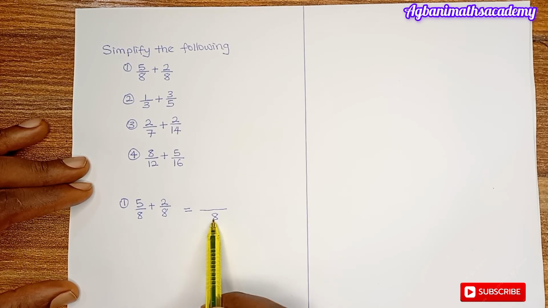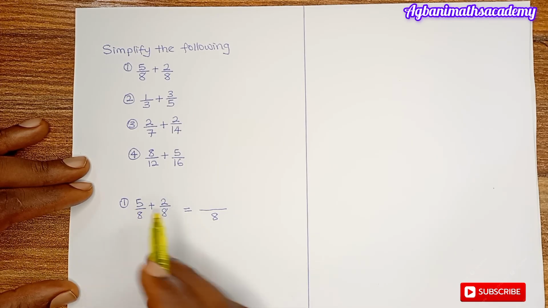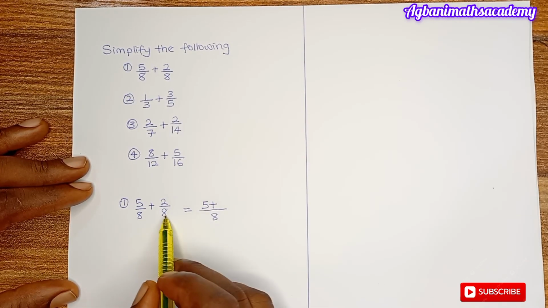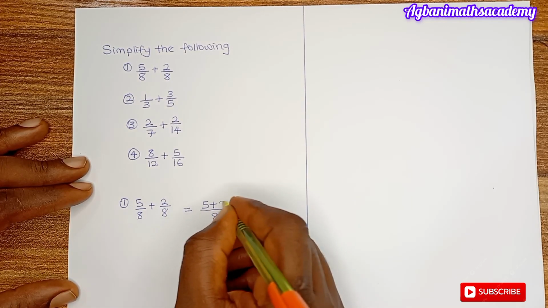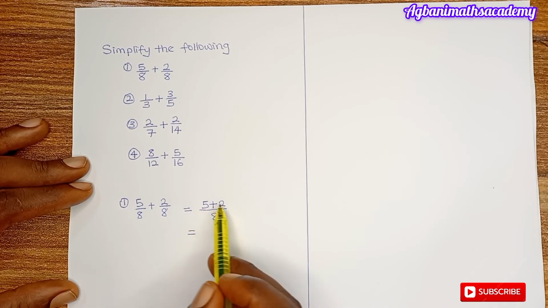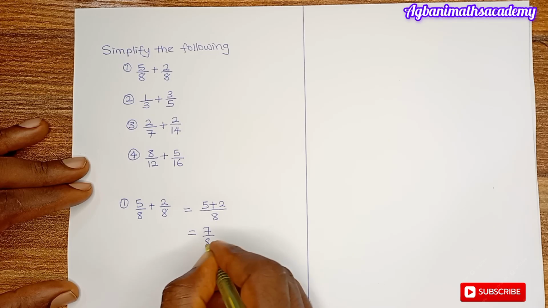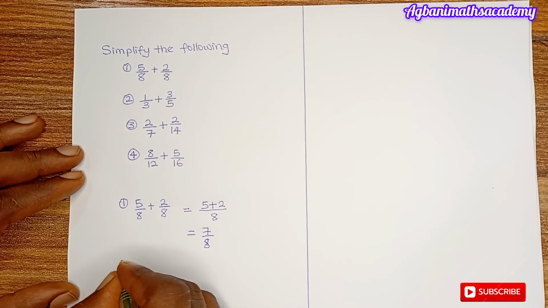Next, we use this denominator to divide this denominator and multiply by the numerator. 8 divided by 8 is going to give us 1, multiplied by 5 is going to give us 5, plus 8 divided by 8 is going to give us 1, and 1 multiplied by 2 is going to give us 2. So at the end of the day, for this particular question, 5 plus 2 is going to give us 7 all over 8. Very simple.